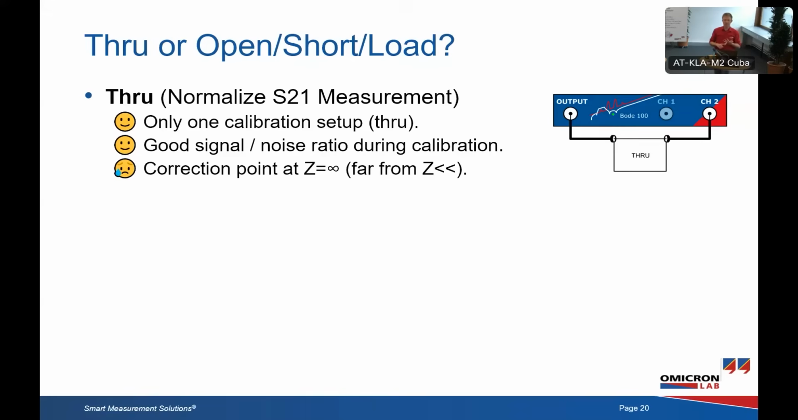The disadvantage is that the correction point is far from the impedance you want to measure later on. Through means like infinite impedance between signal and ground, and later on in the measurement you want to measure milliohms, and that's like infinite and nearly zero, so the correction is far away from what you're measuring.